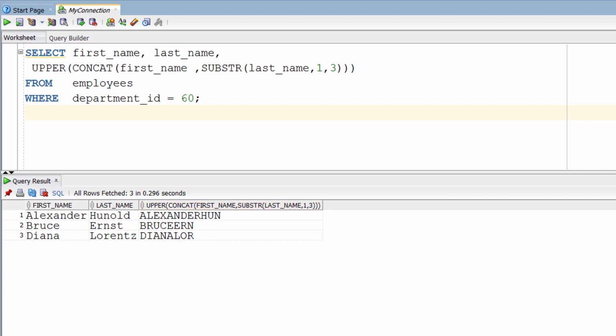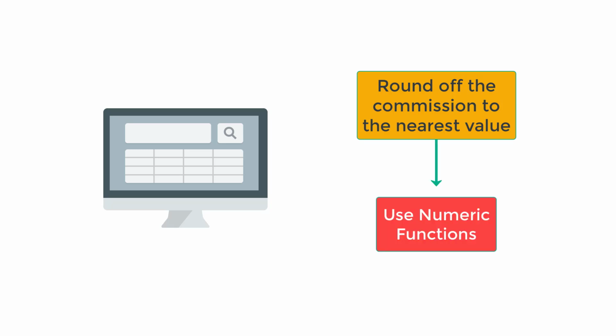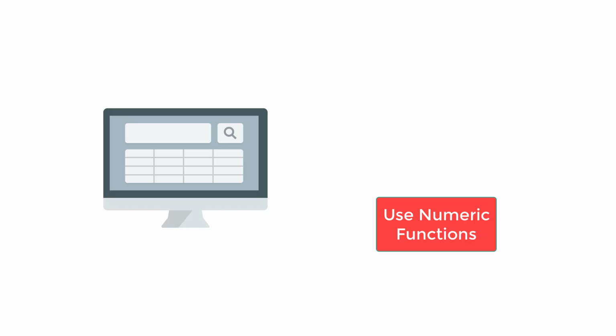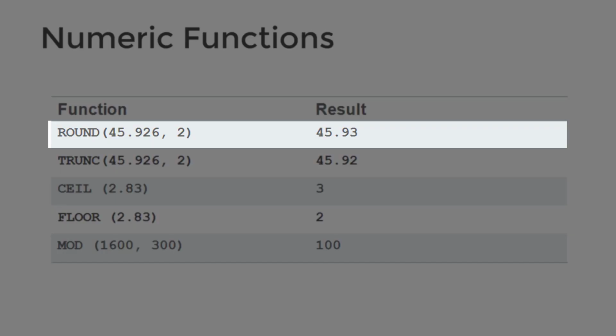So far, we have only seen functions that accept character literals as parameters. Suppose you want to generate a report to round off the commission earned by an employee to the nearest value. You can make use of numeric functions that accept numeric input and return numeric values. Observe some of the numeric functions on the screen. Round rounds value to a specified decimal.